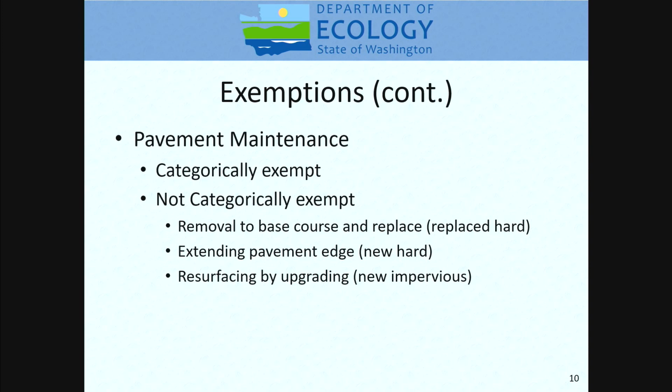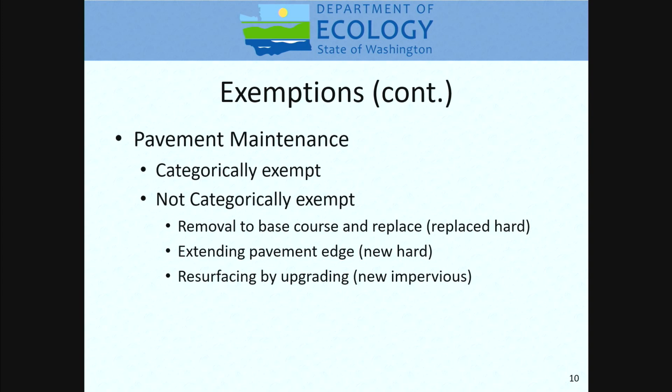The socket patching, small amounts of pothole filling and things like that. There's a nice little list of those that are categorically exempt. And then there's some pavement maintenance that is not categorically exempt. And those are specifically identified as removal to base course and replace. And that's now counted as replaced hard surface. Okay, replaced hard surface. So when you're going through the flow charts and it says how much do you have replaced or new hard surface, that's replaced hard surface.